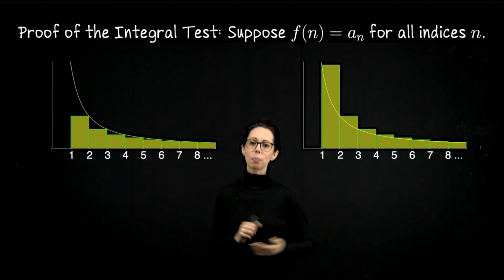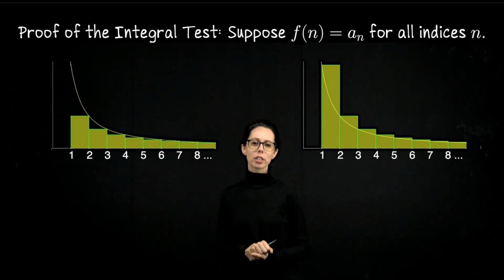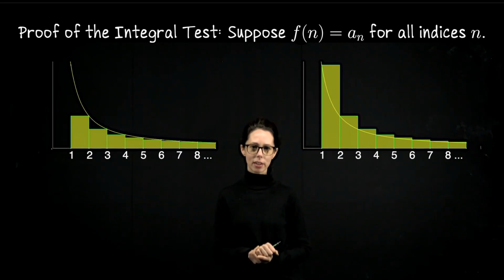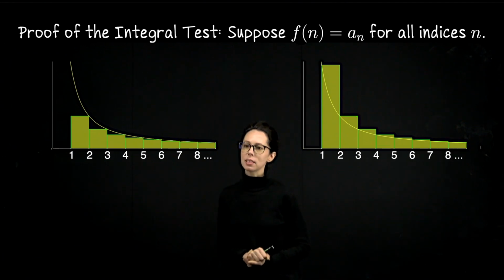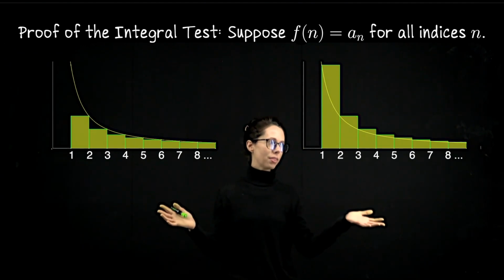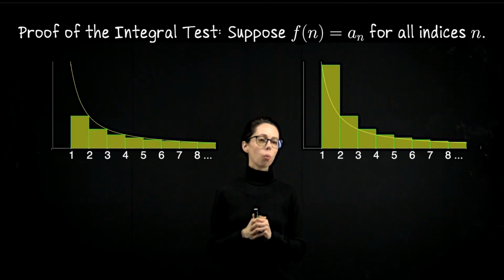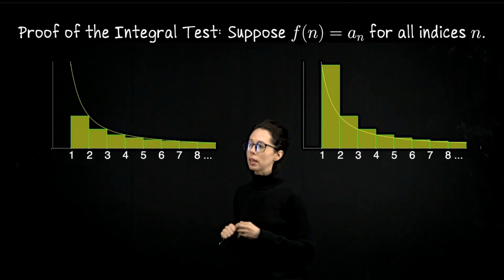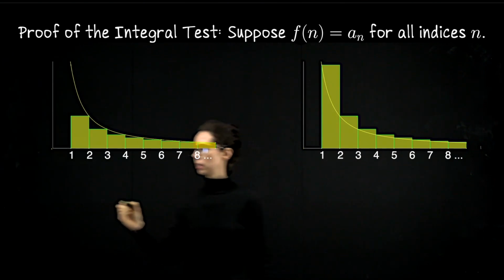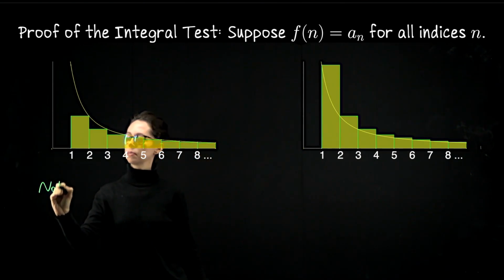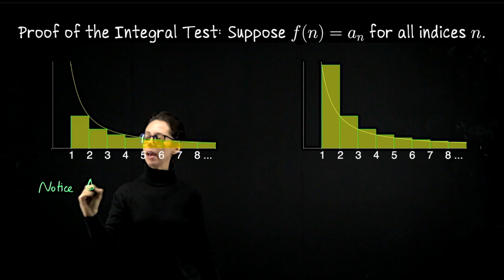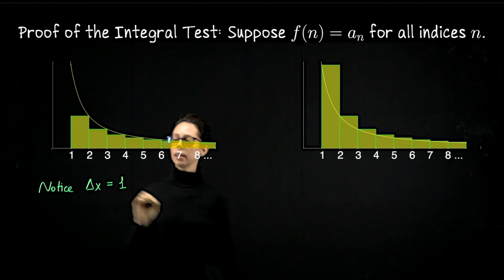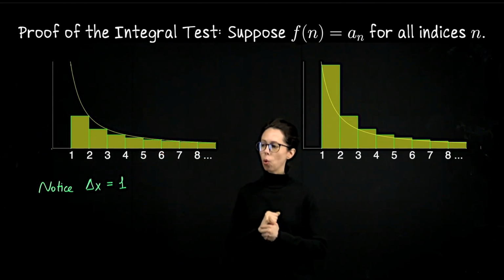They're the terms that we plug into the function in order to generate the terms that we add up in our series. So what that means is if you look at the widths of each of these rectangles, what we would call delta x in our Riemann sums computation would be just 1. So notice delta x is 1. It's the spacing between whole positive numbers.